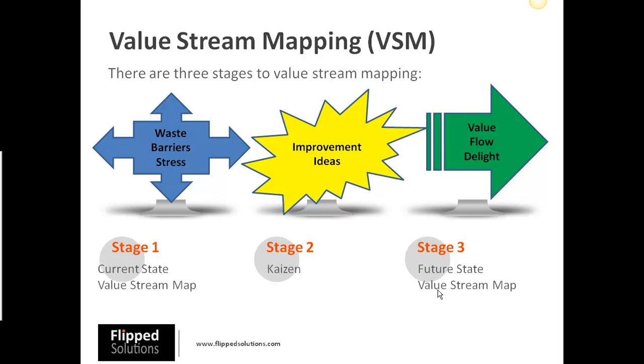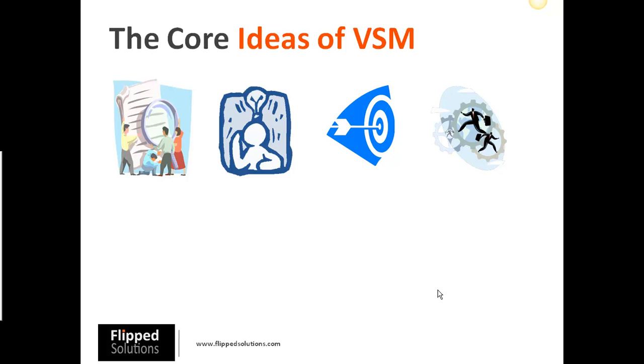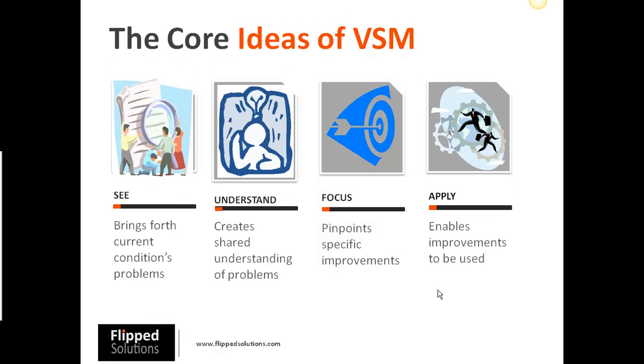In this stage, you're taking a look at what was brought forth in the second stage of Kaizen and trying to actually redo the instructional process so that it has things that are valuable, that it flows well, and it actually delights students. With value stream mapping, there are some core ideas that we're trying to get at.